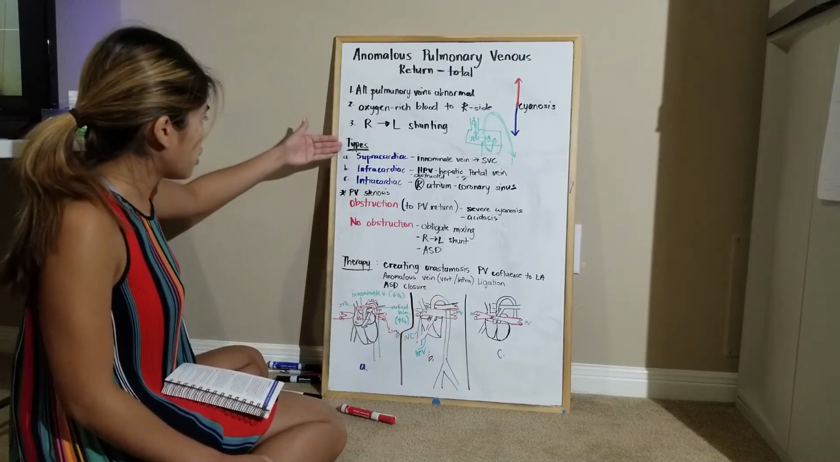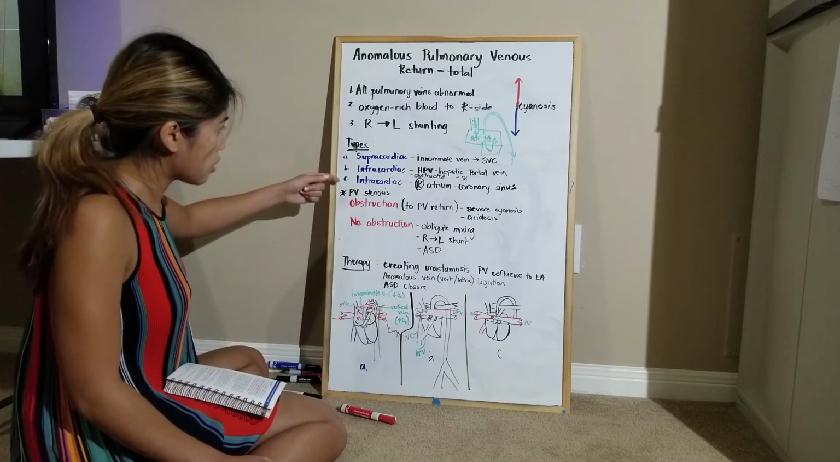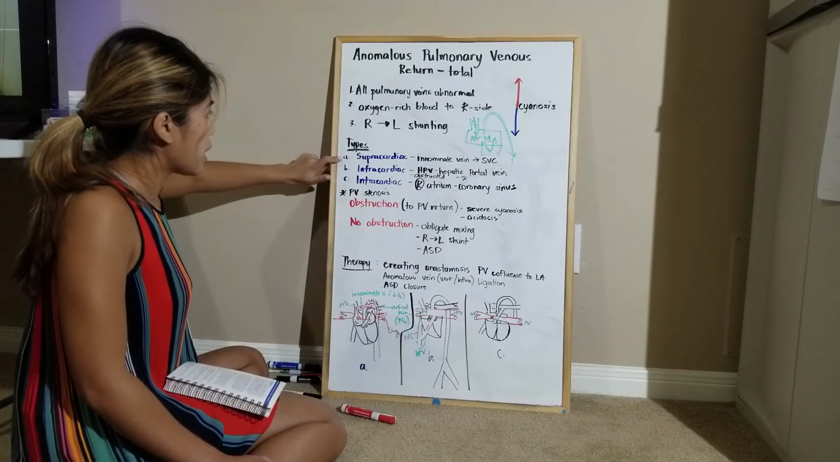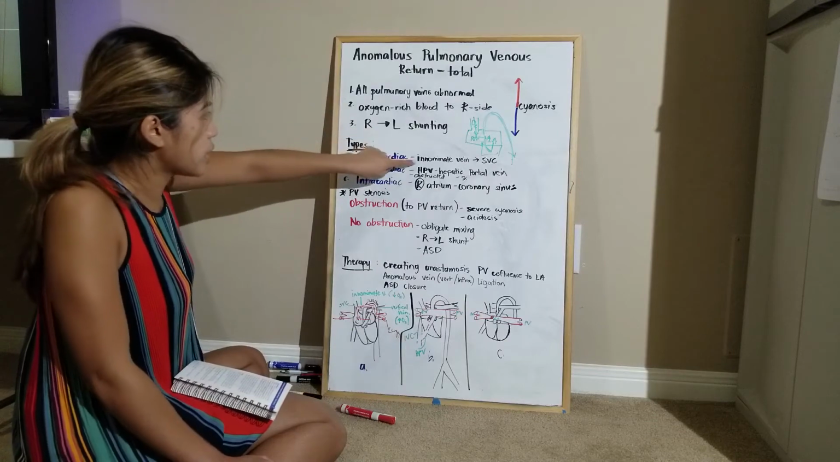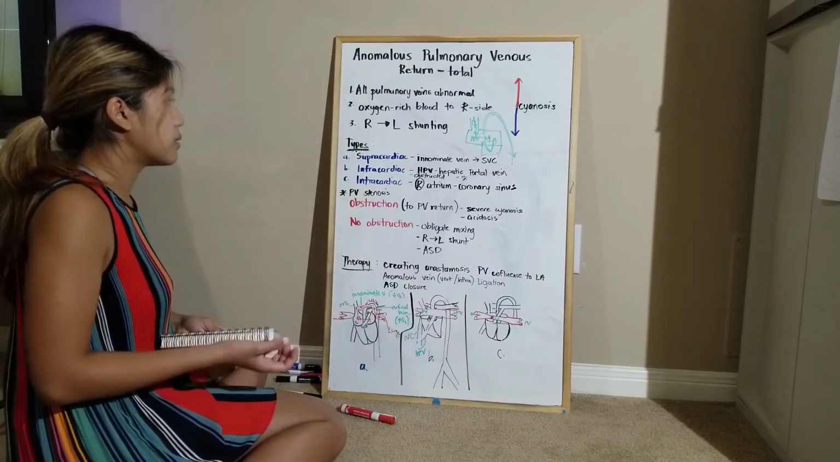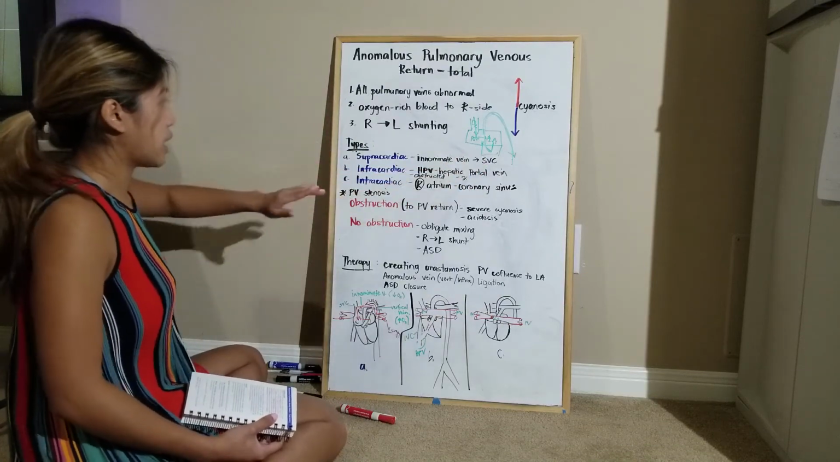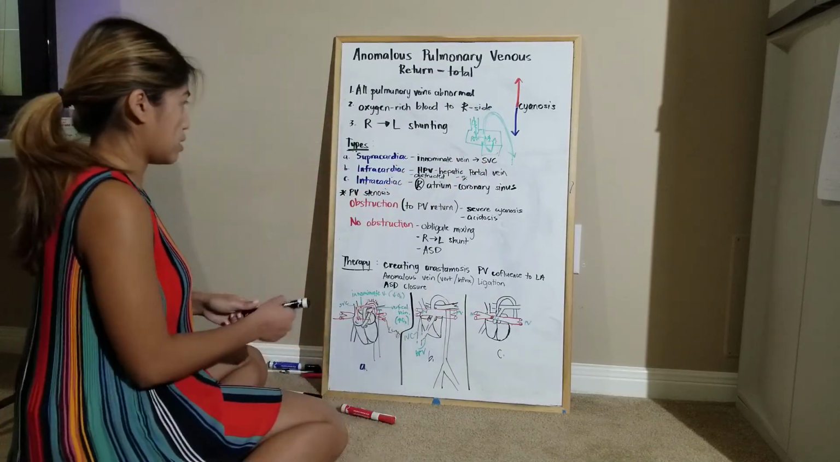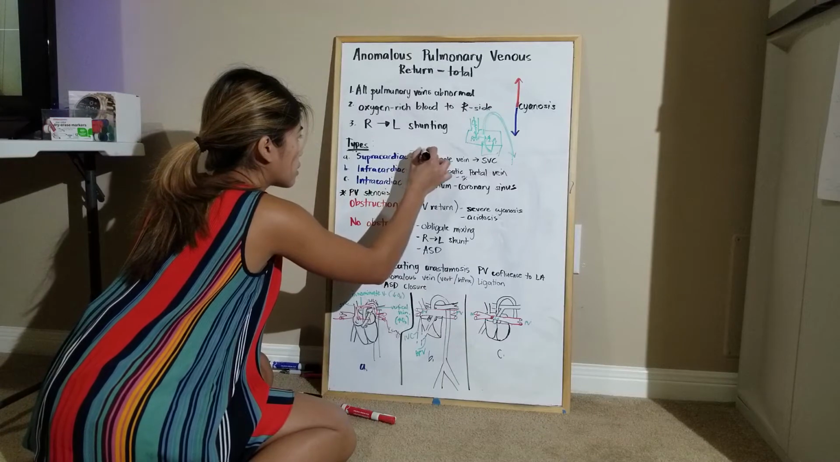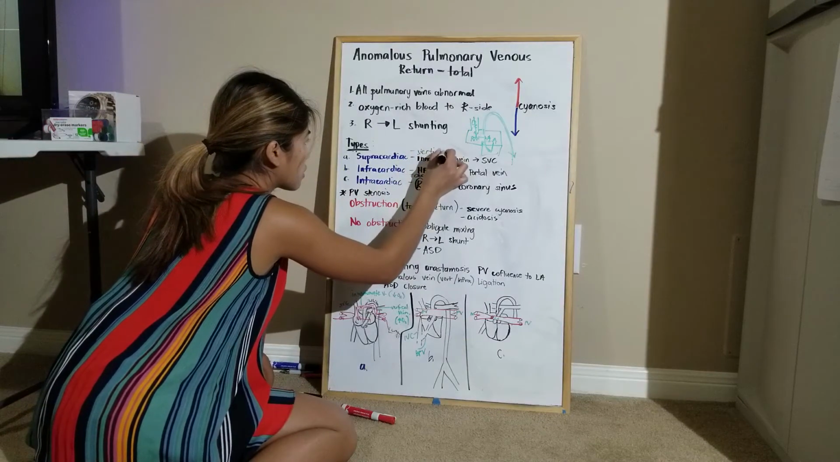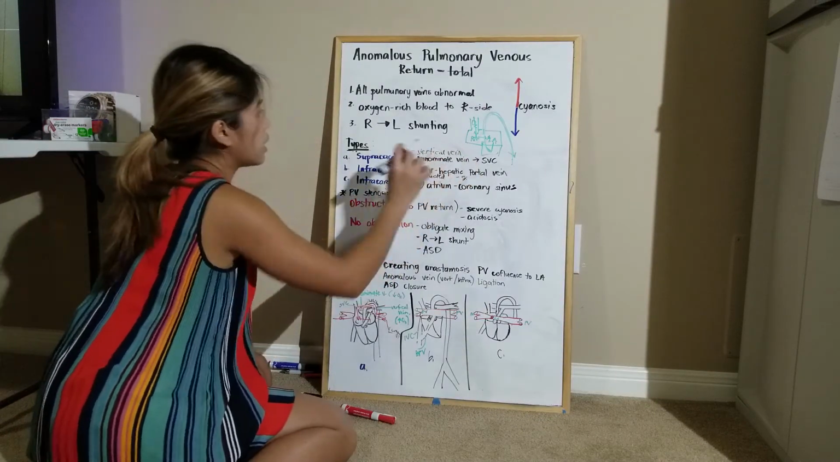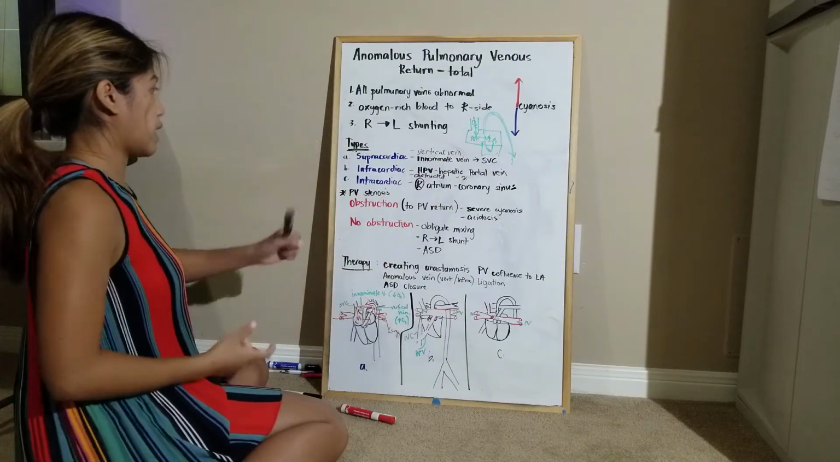So yeah, supracardiac, infracardiac, intracardiac. Supracardiac is above the heart. It connects to the innominate vein, to the superior vena cava. Also, I forgot to write down here, there's the vertical vein, and then the innominate vein, and then the superior vena cava.